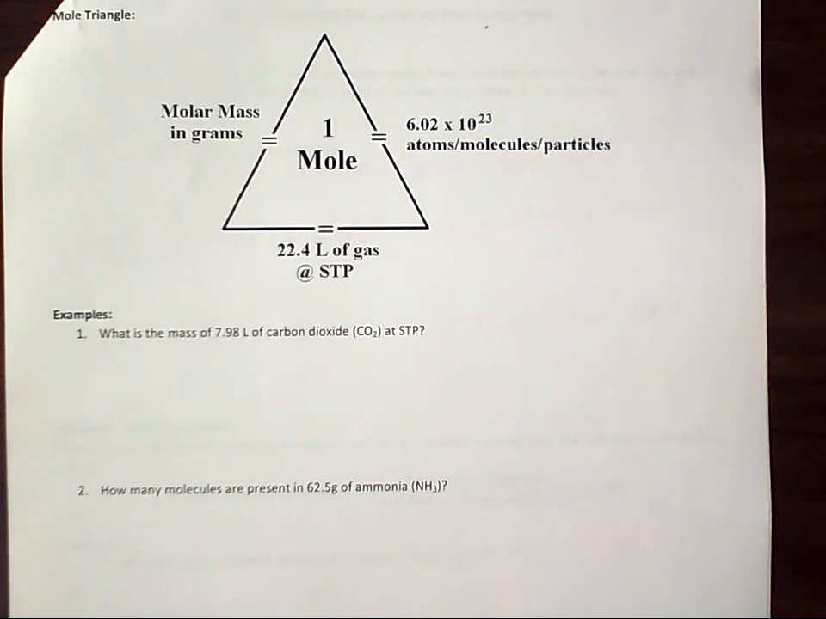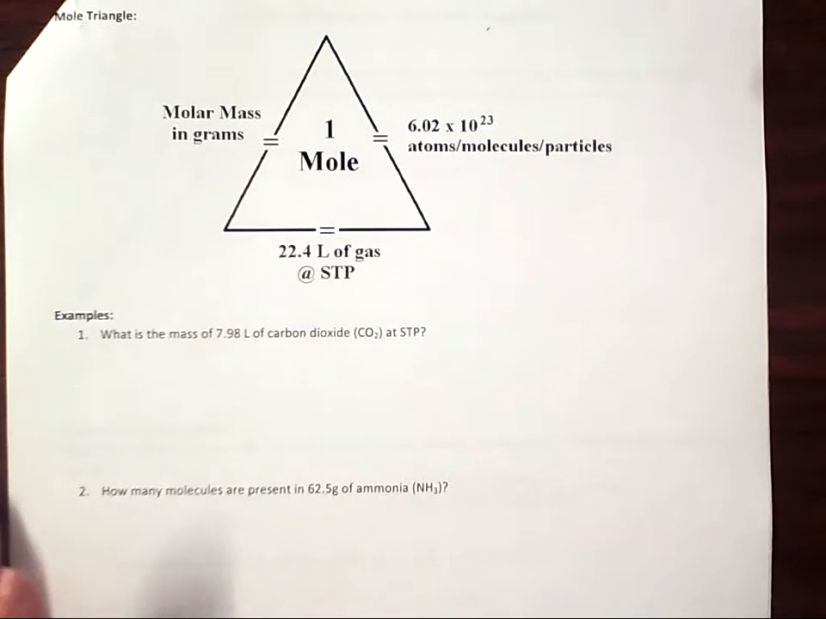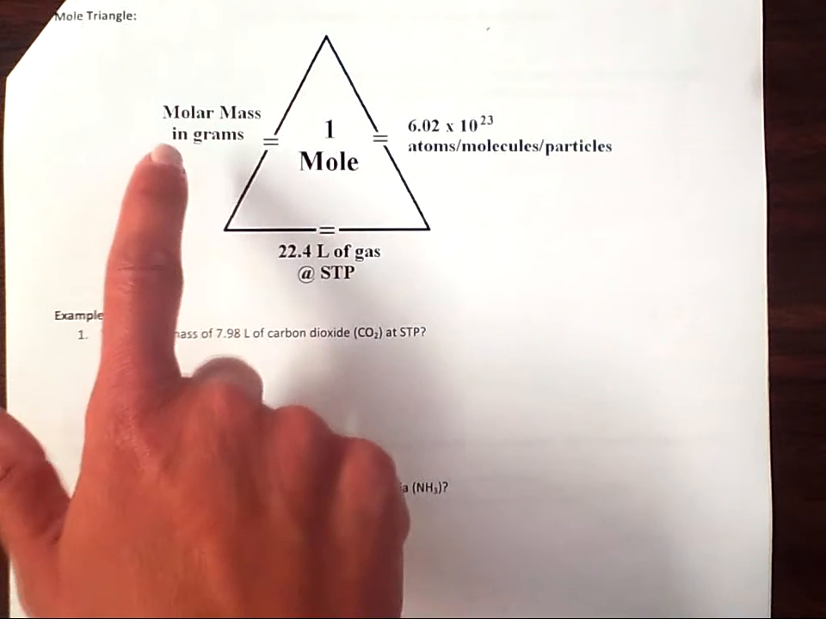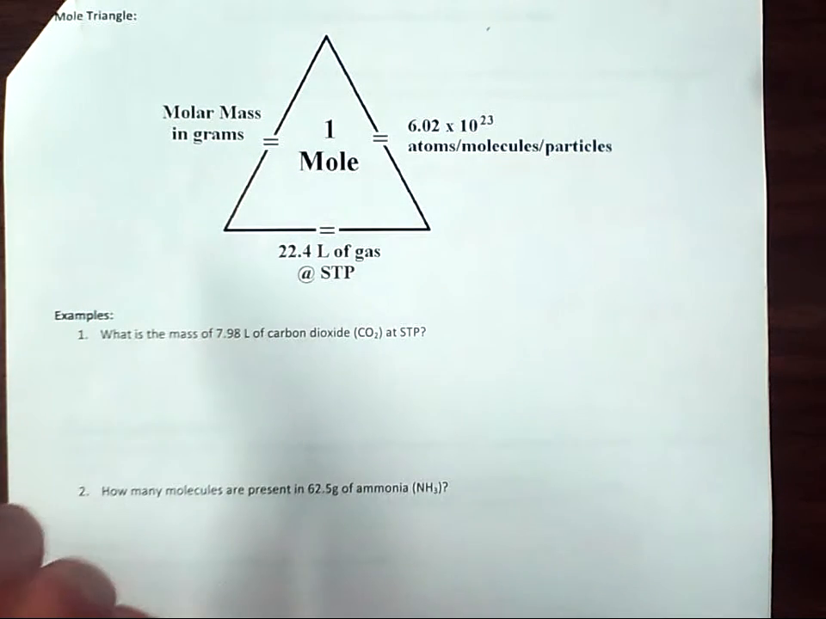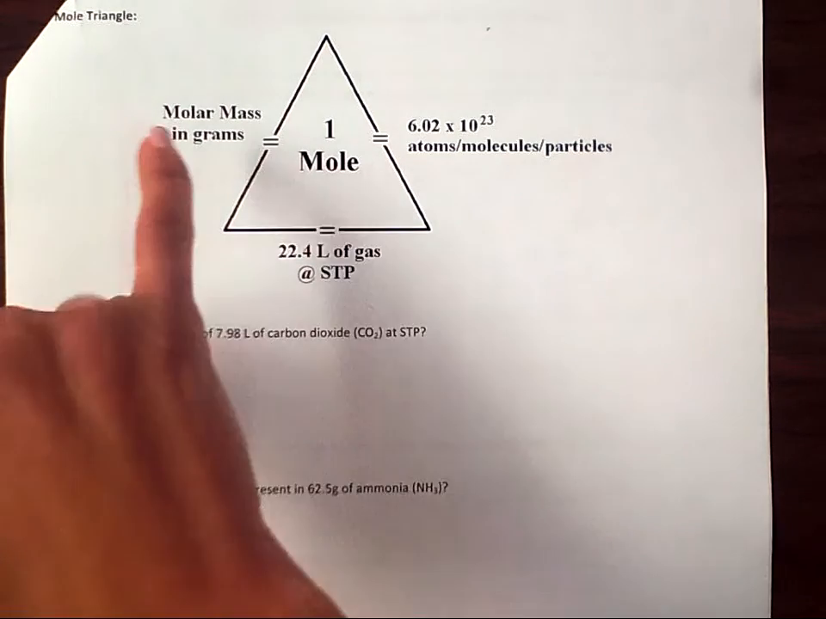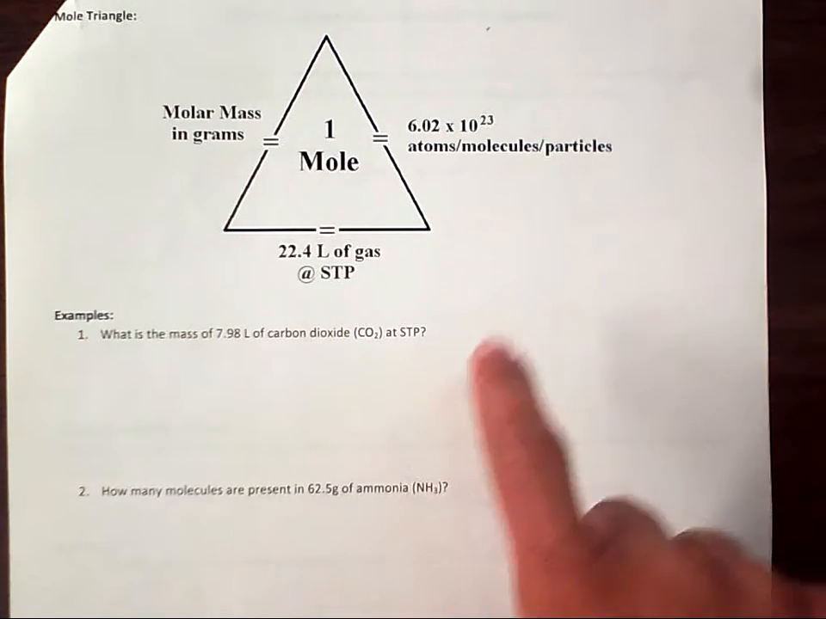The one thing I want to point out to you is the fact that we have these equal signs on all sides. What this is really saying is the molar mass in grams, which is what you did for homework yesterday. That was when you took the periodic table and you added up the number of atoms for each of the different elements that were in the compounds. Okay? So the molar mass is equal to 1 mole.